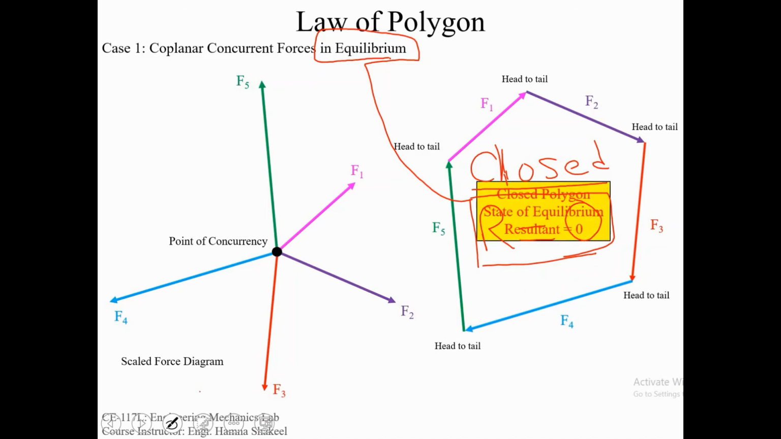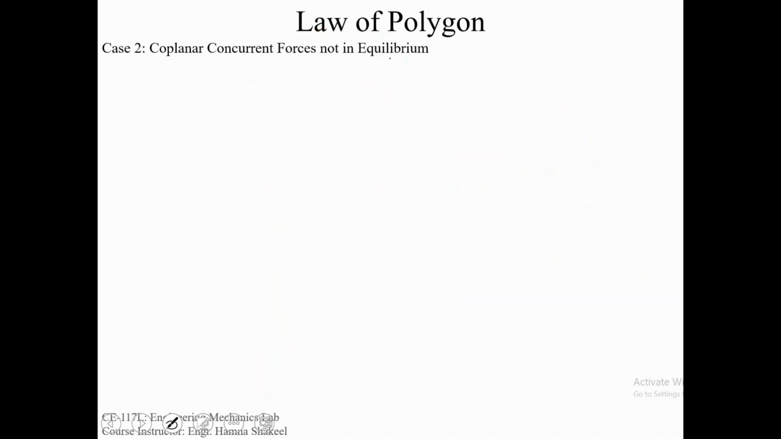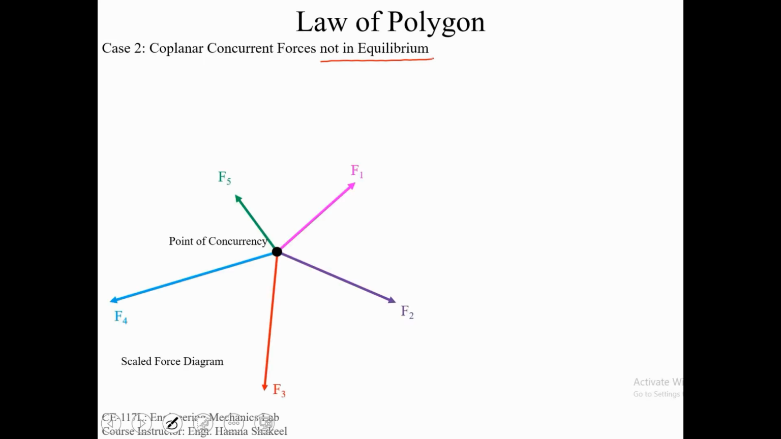Let's move on to case 2, that is coplanar concurrent forces. Again coplanar and concurrent, but this time not in equilibrium. So let's say this is your system of forces. Again, let's apply the law of polygon of forces on this system, and let's follow the head to tail rule while doing that. So take your F1, preserve both direction and magnitude of F1.